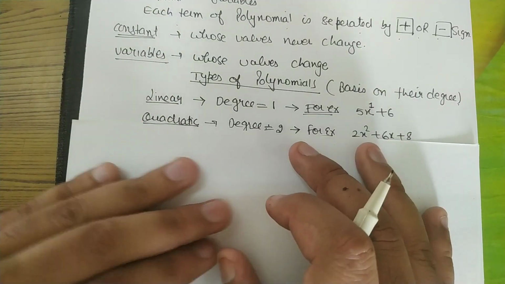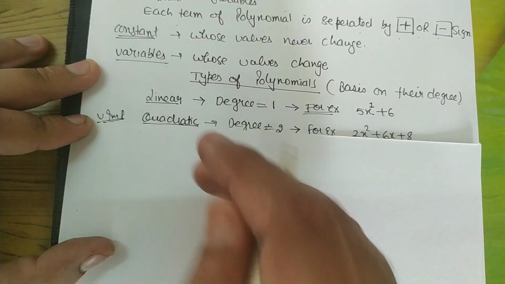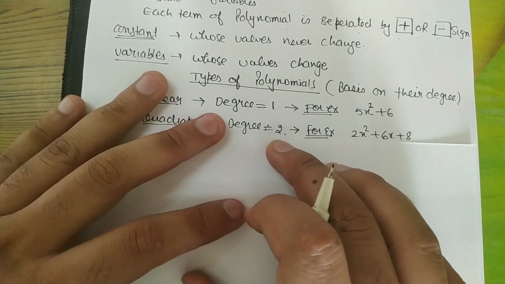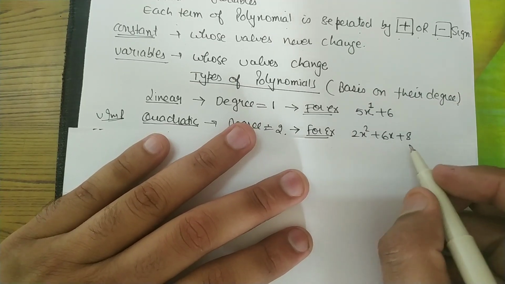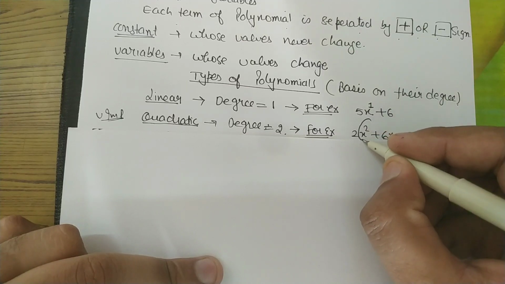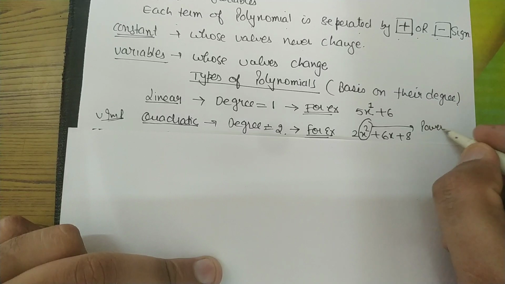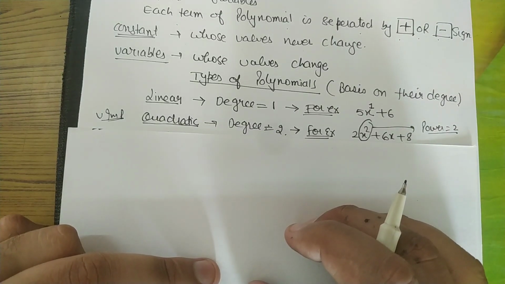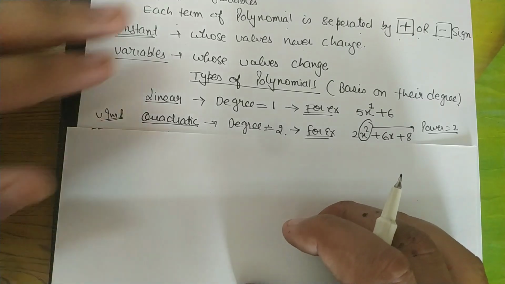Quadratic, this is very important in your syllabus, very important. Quadratic, it has degree 2. For example, I have written an example 2x square plus 6x plus 8. If you see, the highest power of the variable is 2. So highest power is 2, it is called degree. So this is called the quadratic.